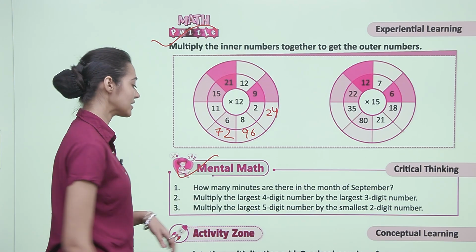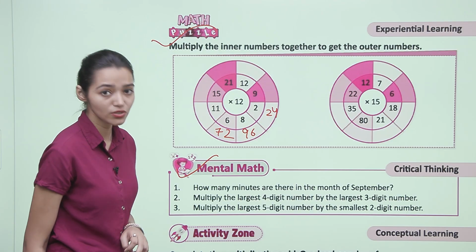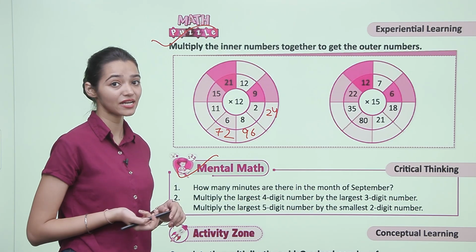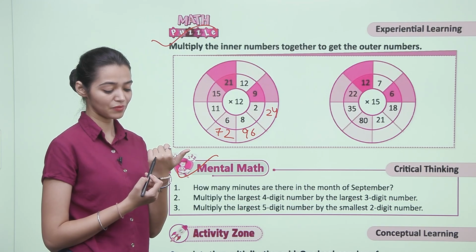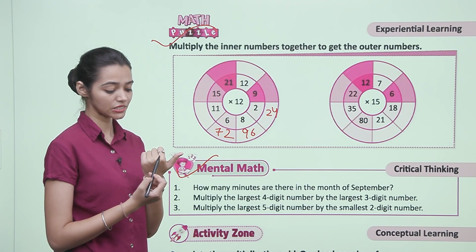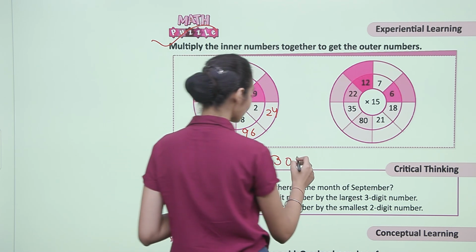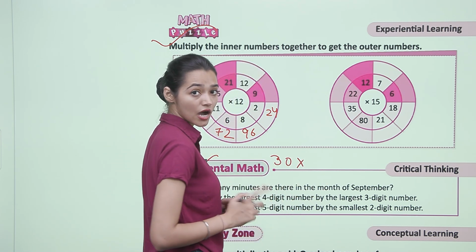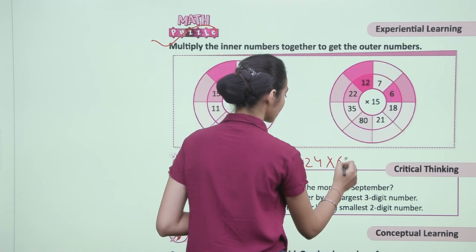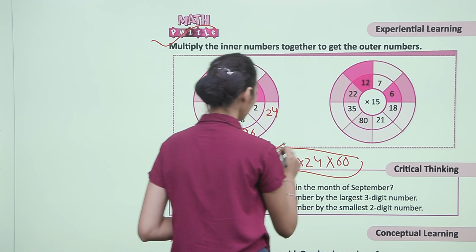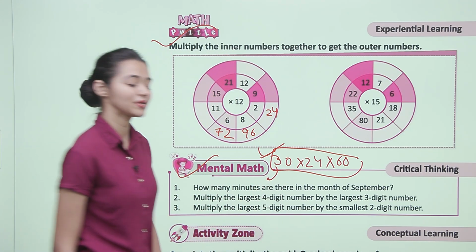Now next is our mental maths. How many minutes are there in the month of September? So firstly, you know how many days are there in September: January, February, March, April, May, June, July, August, September. That means 30 days. Now days are multiplied by how many hours? Here are the hours and here are the minutes. So after multiplying, you will get how many minutes are there in the month of September. That's how you can complete the remaining part.